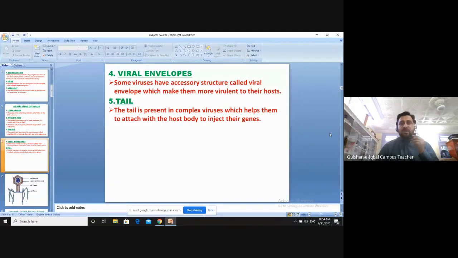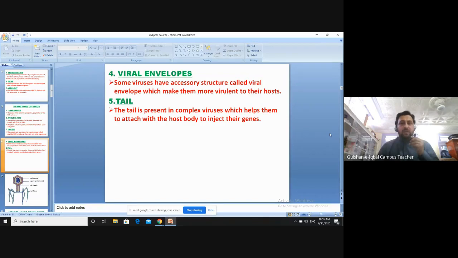The viruses which do not have the viral envelope are not that dangerous. The influenza virus is not that dangerous because it does not have the envelope. But if we go toward the coronavirus, the Ebola virus, the Congo viruses, they have viral envelopes. So they are extremely dangerous. They are going to infect the body of the host very badly.